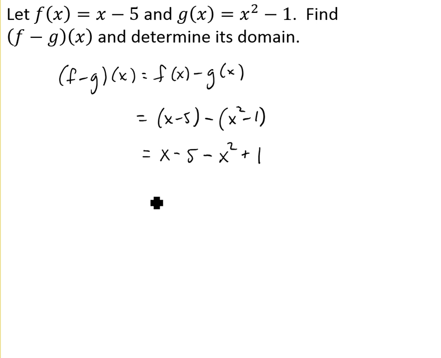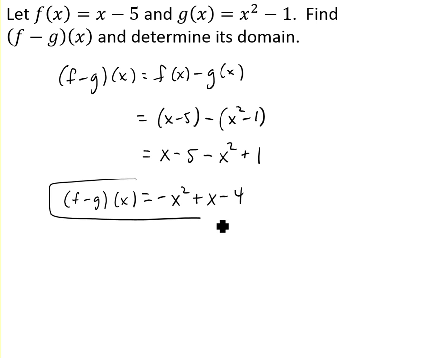Now we can go ahead and look for like terms, so I'll rearrange things again, and that's negative x squared plus x. And then we have minus 5 plus 1, so that's a minus 4. And so there's our function f minus g of x.